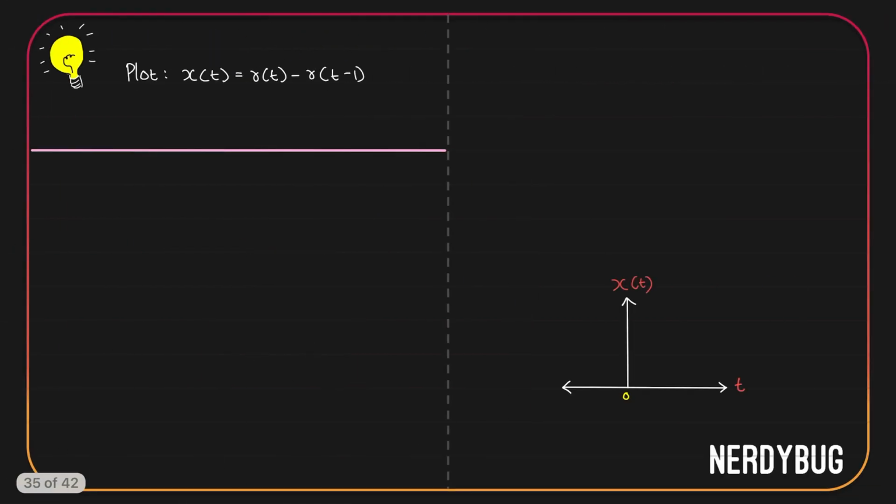Let's solve a problem now. We have to plot x(t), which is r(t) minus r(t-1). We know r(t) is going to be 0 if t is less than 0. It is going to be t for all t greater than or equal to 0, but let us split it for now. Let's write it is t for 0 < t < 1. It is again t for t > 1.